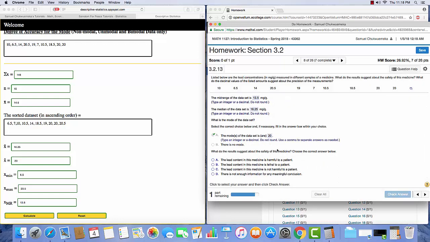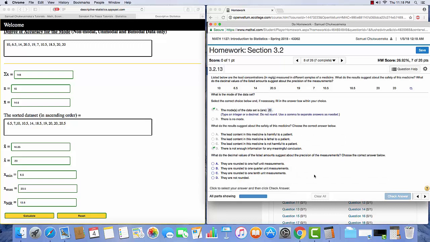Okay. What do the results suggest about the safety of this medicine? There is nothing that really tells us, you know, the question didn't say maybe a lead concentration above 3.5 is harmful or above some certain number. The question didn't say such. So there is not enough information for any meaningful conclusion.